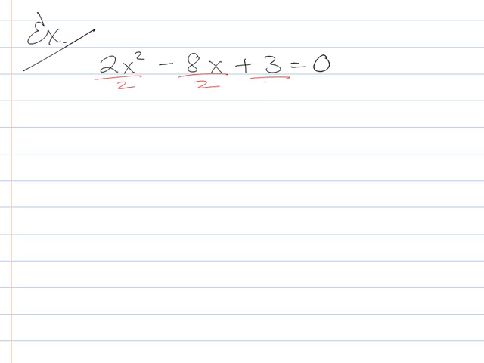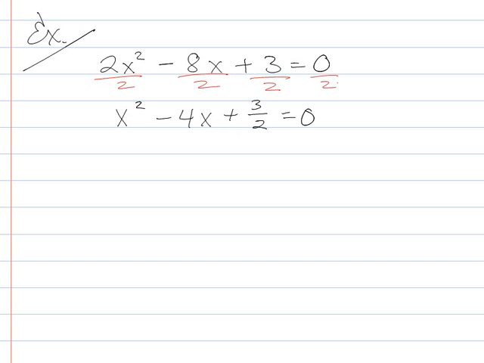So let me do one more. It's kind of a tricky one. Let's go with 2x squared minus 8x plus 3 equals 0. All right. Now the first step was to make sure the coefficient of x squared is 1. Right now it's 2. So to get rid of that, I'm going to need to divide everything in here by 2. So that'll give me x squared minus 4x plus 3 halves, equals 0.